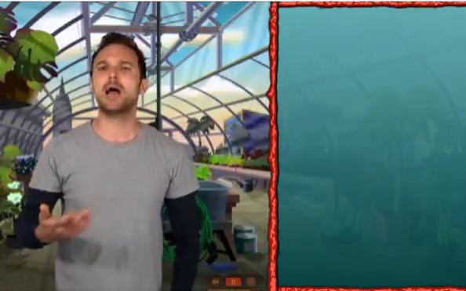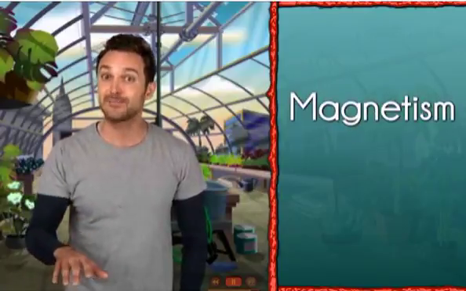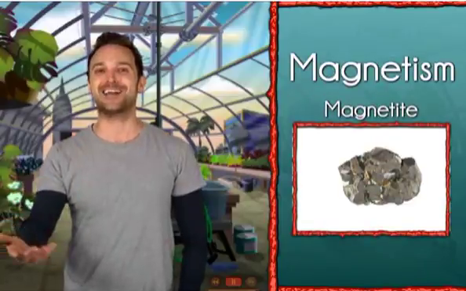Okay, our last property for minerals is magnetism, or whether or not they behave like a magnet. So, if some mystery mineral you're testing attracts small iron particles, well, that really narrows down what it can be. For example, it could quite possibly be a mineral called magnetite.